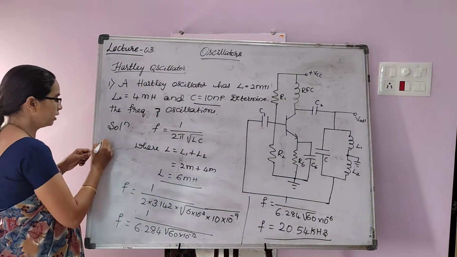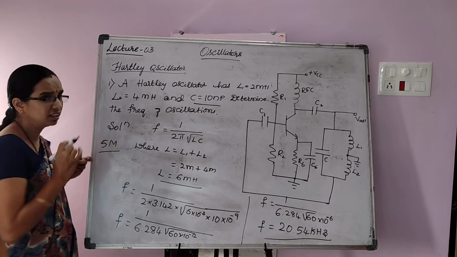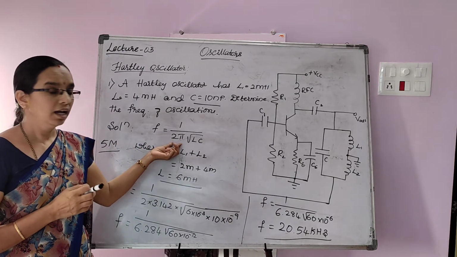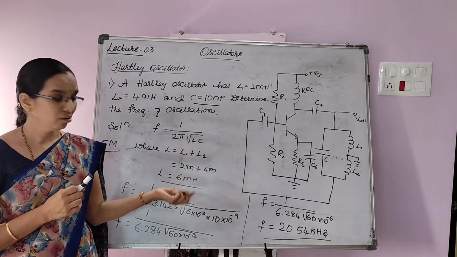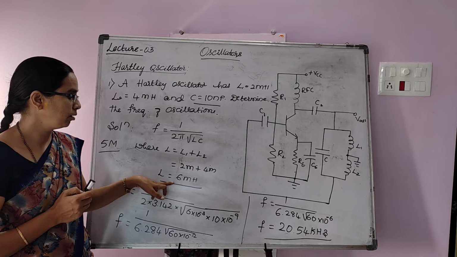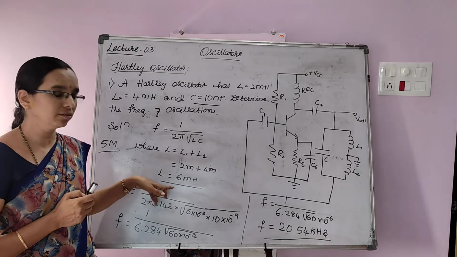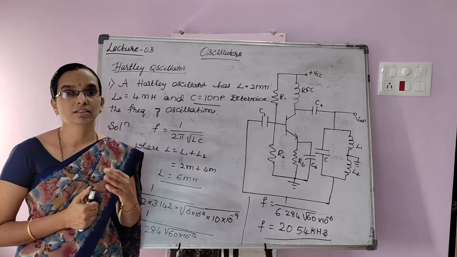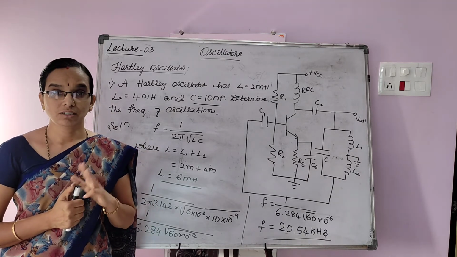This problem can be asked for 5 marks. I think it is very easy to remember the formula, and the only thing you have to do is the simplification. For the formula only you will get 1 mark, for calculating this L you will get 1 mark, and the other simplification steps will get 3 marks.